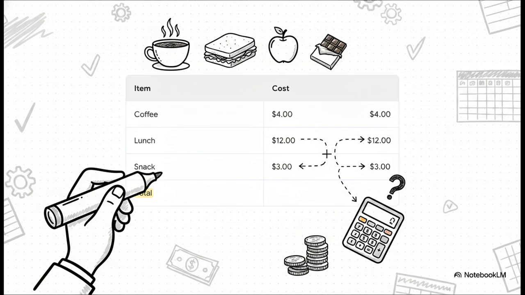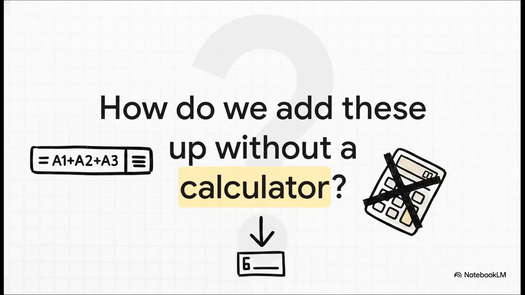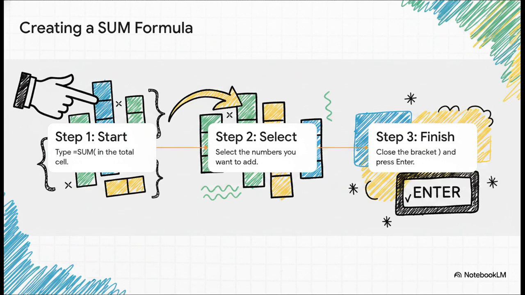All right, let's actually see this work with a super simple example. Imagine we've got a little table here for a daily budget. We have coffee for $4, lunch for $12, and a snack for $3. We've got the items, we've got the costs, but that total cell is empty. So, how do we get the total without pulling out a calculator? Well, simple. We're going to let Excel do all the heavy lifting for us by using a formula. Okay, so watch how easy this is.